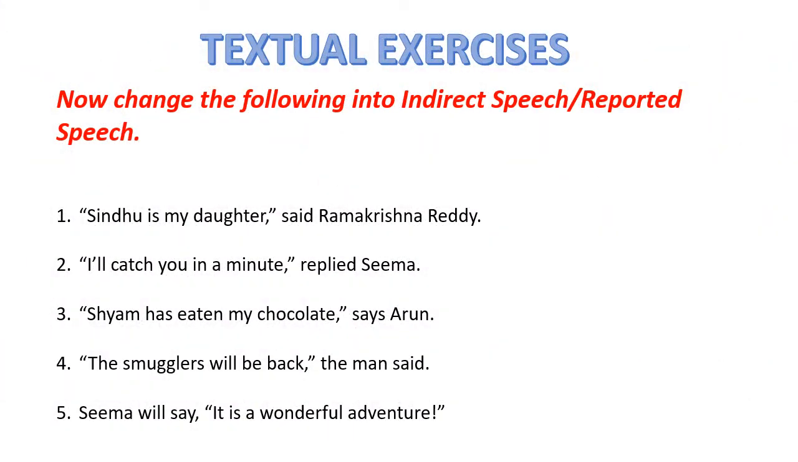After discussing different types of rules, here are some textual exercises for you. Now change the following into indirect speech or reported speech. First one: Sindhu is my daughter, said Ramakrishna Reddy. I will catch you in a minute, replied Seema. Shyam has eaten my chocolate, says Arun. The smugglers will be back, the man said. Seema will say, it is a wonderful adventure.